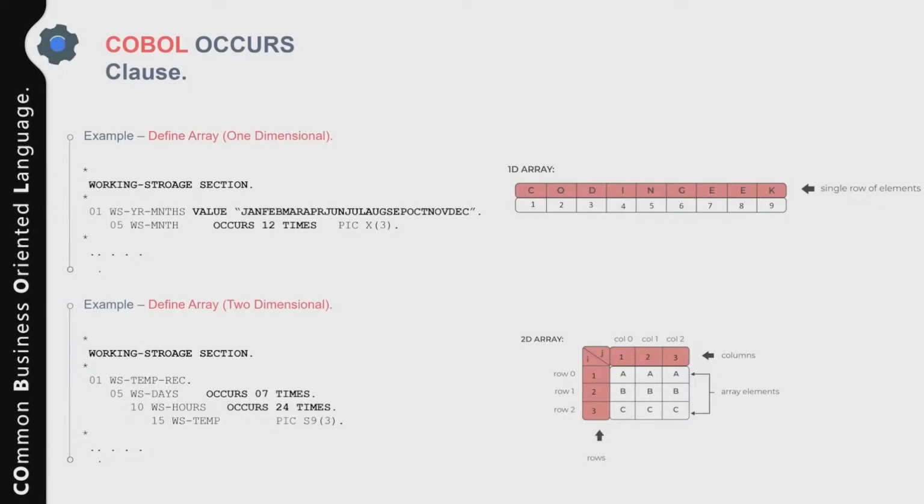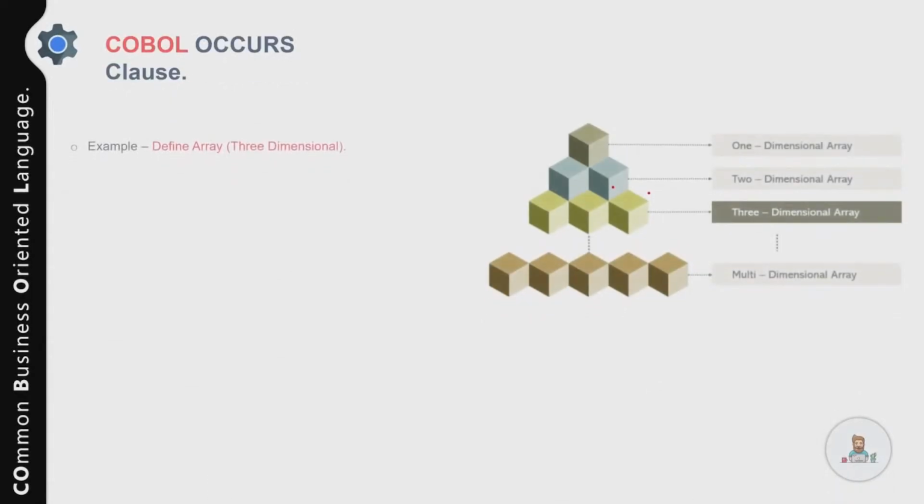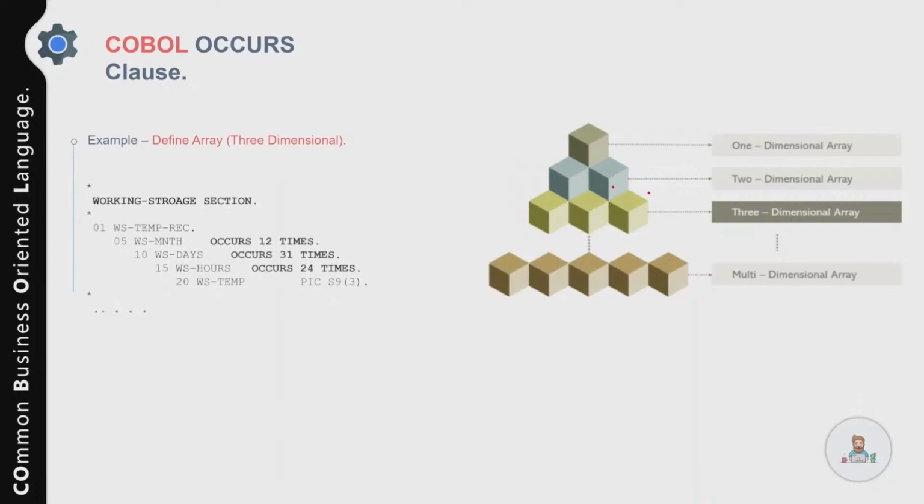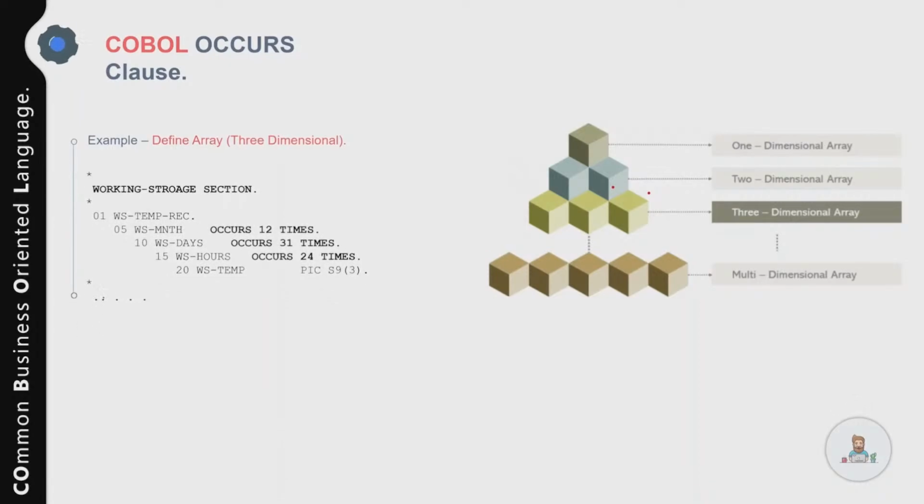Now let me showcase my third example where we are defining a three-dimensional array or table. We have a working storage section where we have defined the table definition. The table name is specified at level 1, ws-temperature-rec. After that, at level 5, I've defined the month, ws-month, and that occurs 12 times, so we would be storing the temperature for the entire year. Within that month, in order to store the temperature for each day, I've defined the next variable at level 10, ws-days, that occurs 31 times.